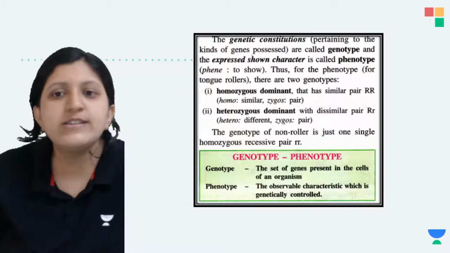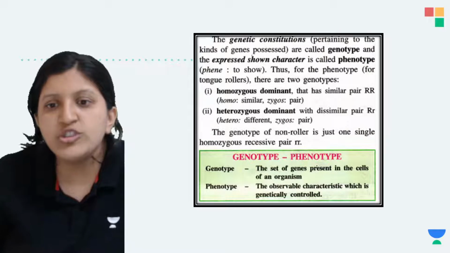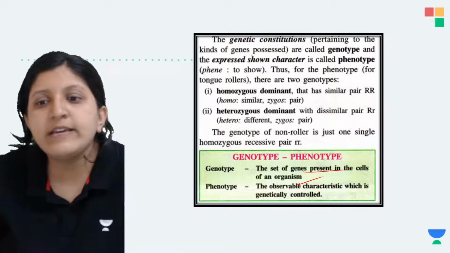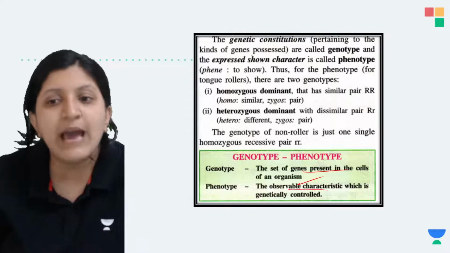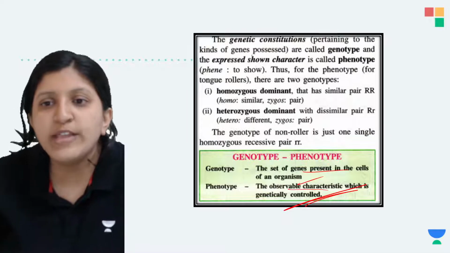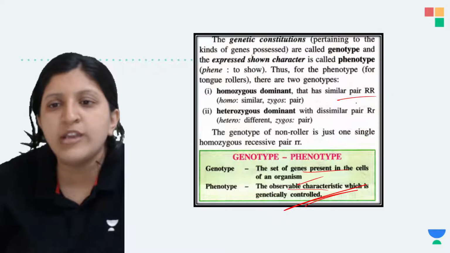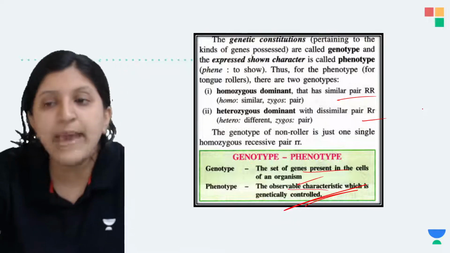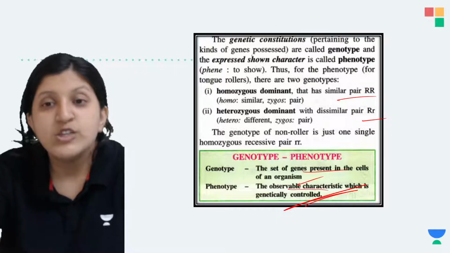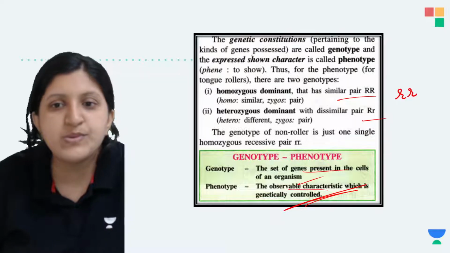So this one we discussed, which is called a homozygous dominant and a heterozygous dominant. The genotype is the set of genes present in the cell of an organism, and these are the visible or observable characteristics, which are again genetically controlled. So the homozygous dominant is the pair with RR, and the heterozygous dominant is the pair with Rr. So homozygous dominant, heterozygous dominant it is. Homozygous recessive is this one. Okay. So this is homozygous recessive.